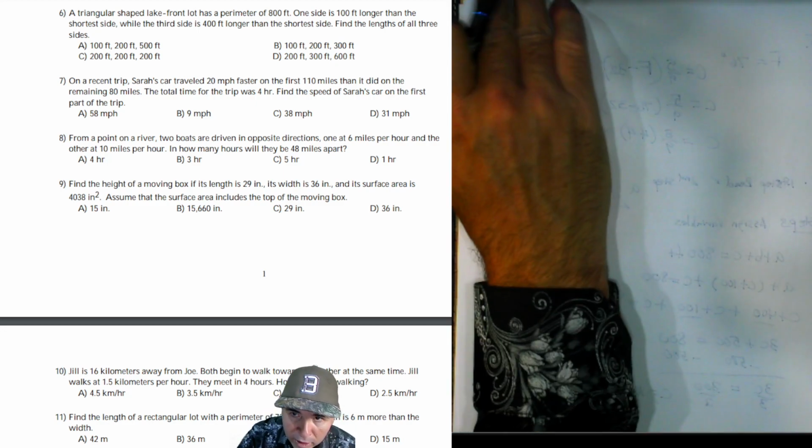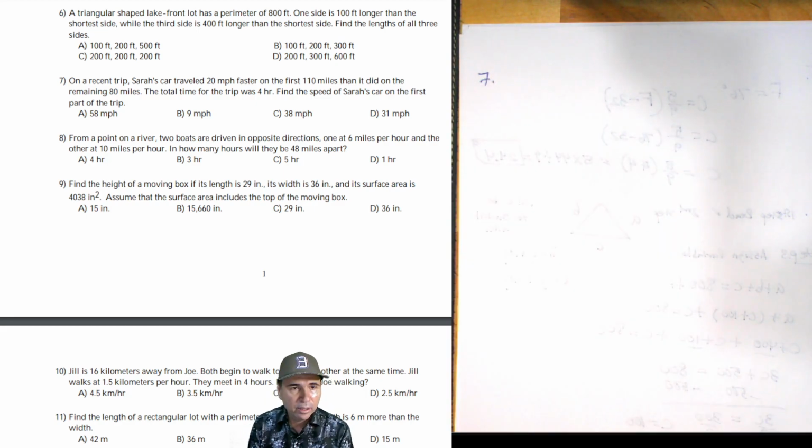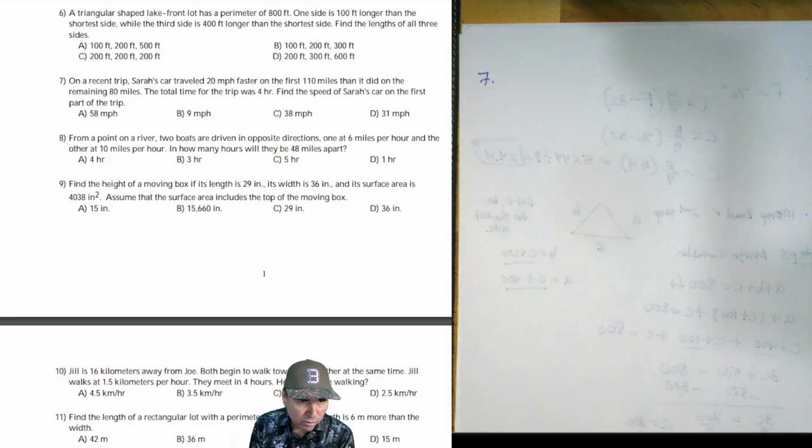So number 7, we got step 1 says, read the problem. So let's read it. On a recent trip, Sarah's car traveled 20 miles per hour faster on the first 110 miles than it did on the remaining 80 miles. The total time for the trip was 4 hours. Find the speed of Sarah's car on the first part of the trip.